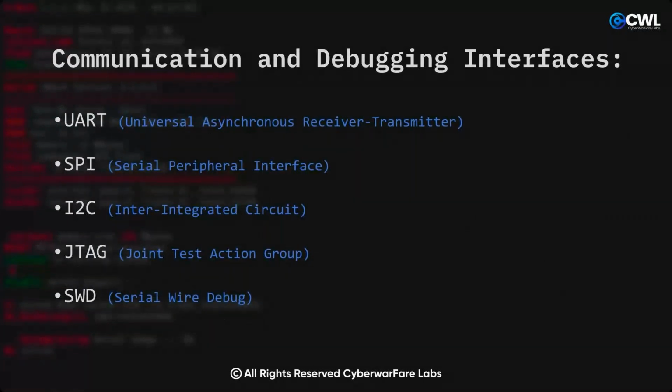So let's move to the communication and debugging interfaces. UART stands for Universal Asynchronous Receiver Transmitter. Then we have SPI, I squared C, and JTAG/SWD. We will see what UART and SPI are, and if we have some time after ending this session, I will talk about I squared C, JTAG, and SWD.